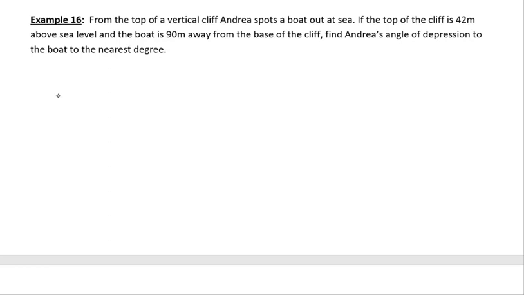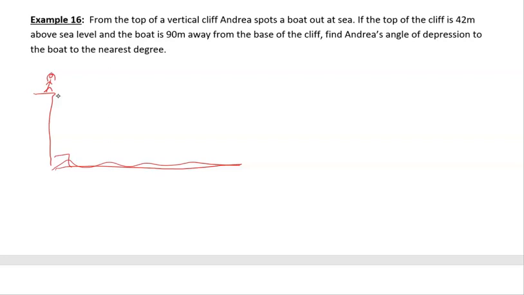Okay, now we definitely need to draw this because we don't have anything to go on. From the top of a vertical cliff. Okay, here's my vertical cliff. Here's Andrea. You don't have to draw Andrea, but, you know. Oh, she needs arms. Okay, Andrea spots a boat out at sea. Here's the sea. There's our 90-degree angle, I think you can see. And she spots a boat.